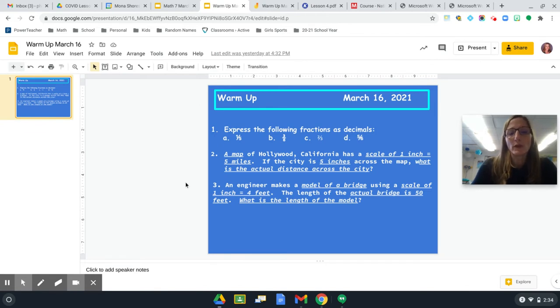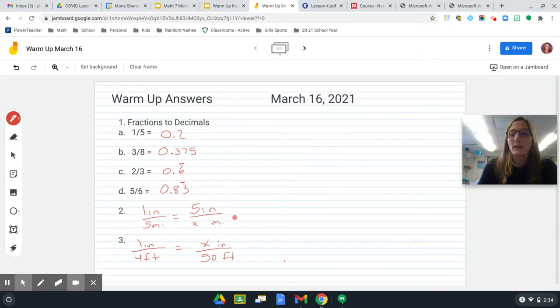So number 2, let me come back up here to the warm-up. Number 2 gave you just a description of a map of Hollywood, California, and the scale is 1 inch is 5 miles. So if the city is 5 inches across the map, what is the actual distance across the city? So what you're looking for is how many miles it's going to be to travel across Hollywood. So we start with that scale. We talked about that. So that first fraction in your proportion is that scale of 1 inch on the map of Hollywood is equal to or proportionate to the 5 miles actually driven in your car in that city.